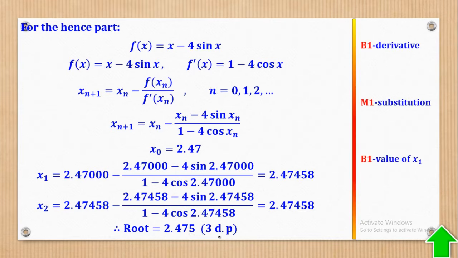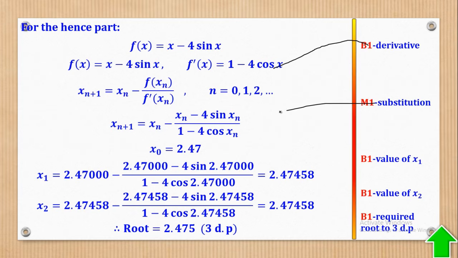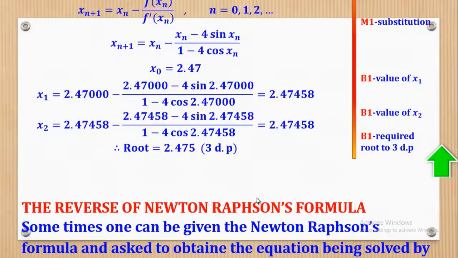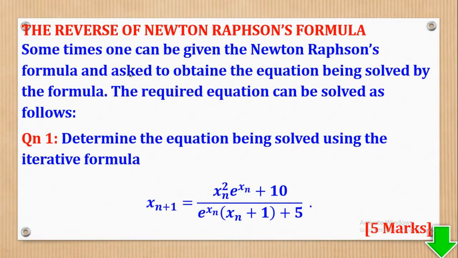Now let's see how marks can be awarded. B1 for this derivative, M1 for substitution, B1 for x1, B1 for x2, B1 for conclusion. So that has been Newton-Raphson method.